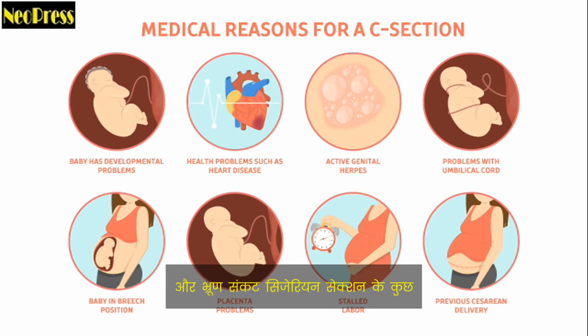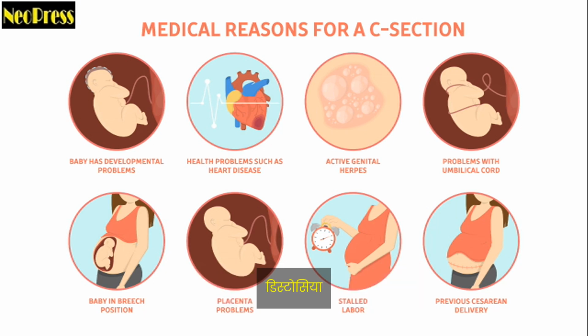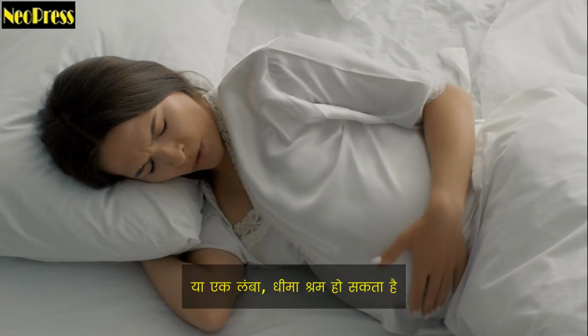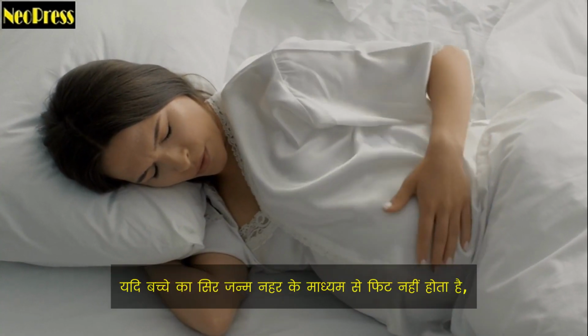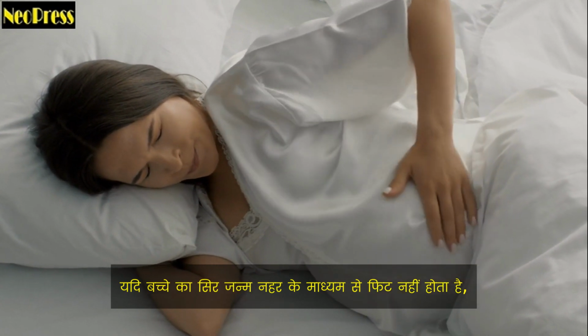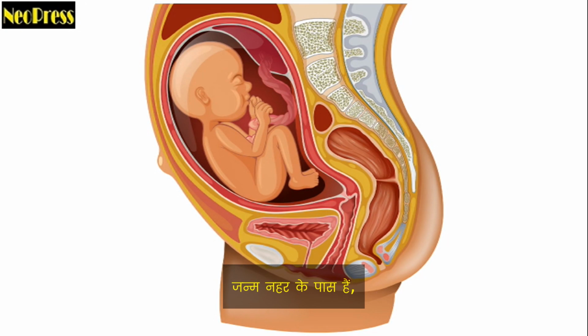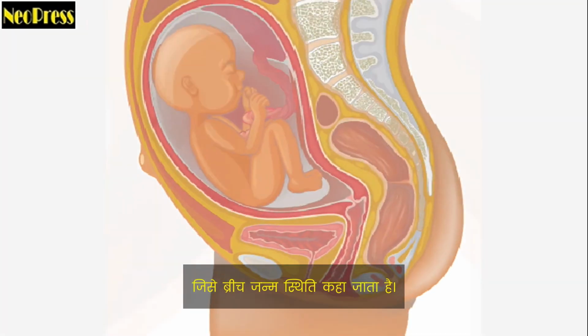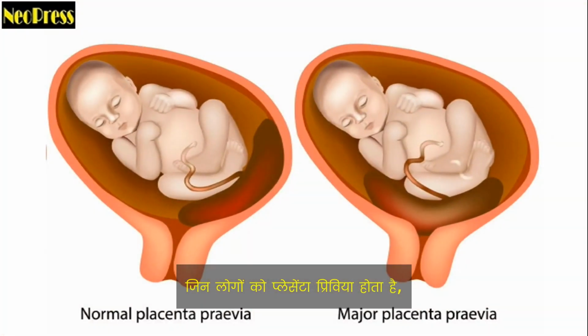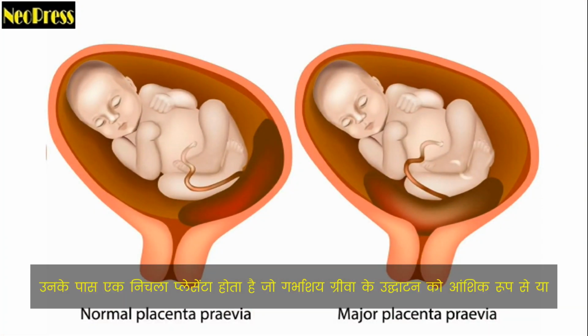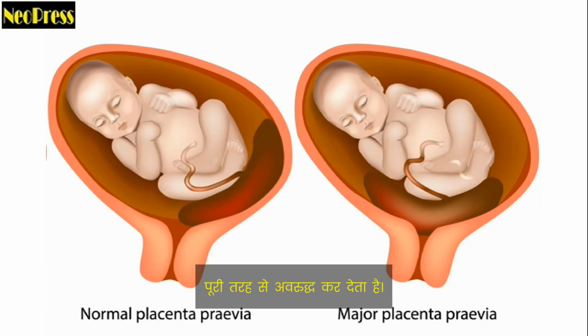Dystocia, placenta previa, and fetal distress are some of the most common reasons for a cesarean section. Dystocia, or a long, slow labor, can happen if the baby's head doesn't fit through the birth canal, or if its body is in an unfavorable position, like if its buttocks are near the birth canal, which is called the breech birth position. People who have placenta previa have a low-lying placenta that partially or completely blocks the cervical opening.